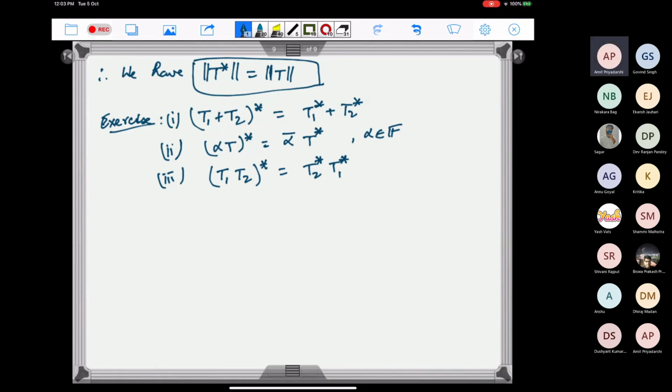And one more important thing that maybe I'll prove next time also. The norm of T star T is equal to the norm of T squared. So this is again a very important equality. You can try, otherwise I'll prove this next time and then explain why that is important.